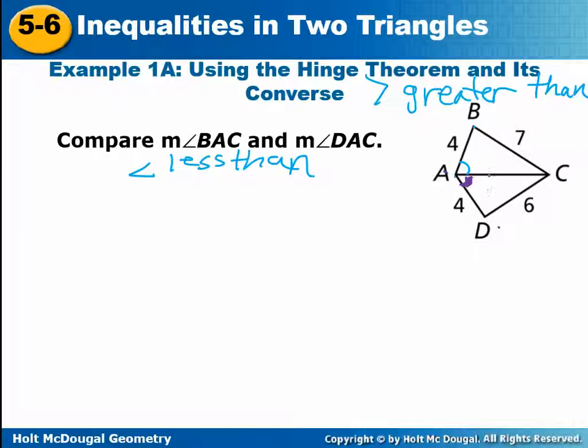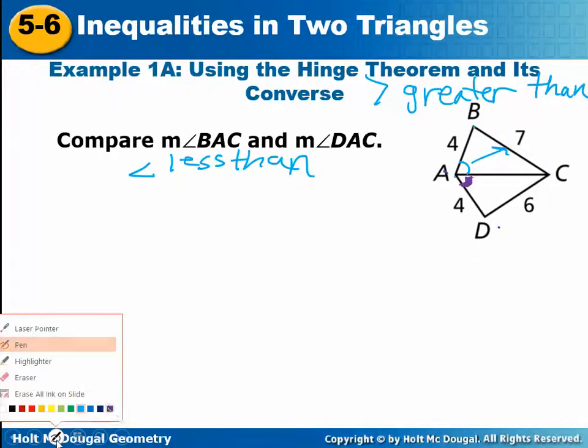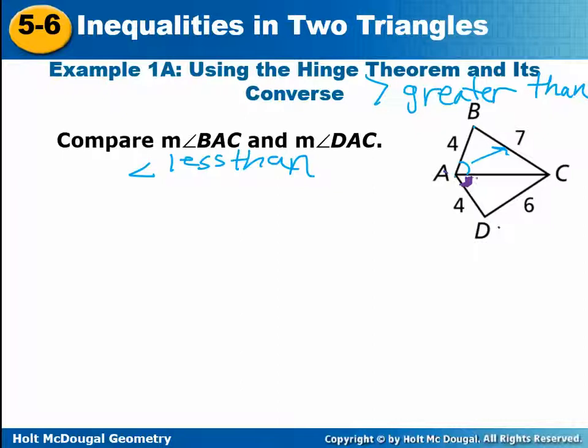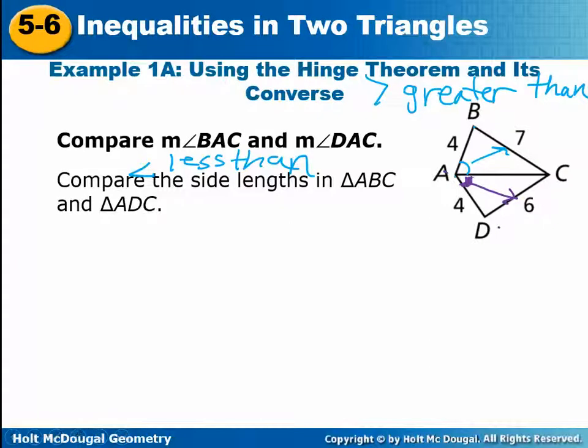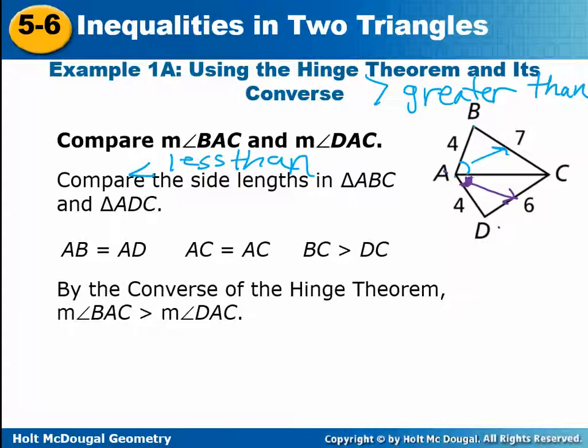Now what we do is we look at the sides that are opposite those angles, the side lengths. So opposite the first one, BAC, is the side of 7. Opposite the other one, the purple one there, has a side of 6. So the greater angle is opposite the longer side length, which means that the measure of angle BAC, the blue one in the picture, is greater than the measure of angle DAC. That's what you're going to write for your answer right here.